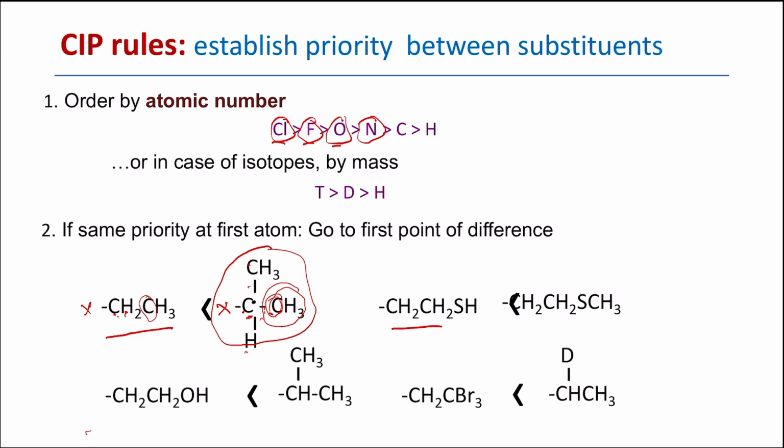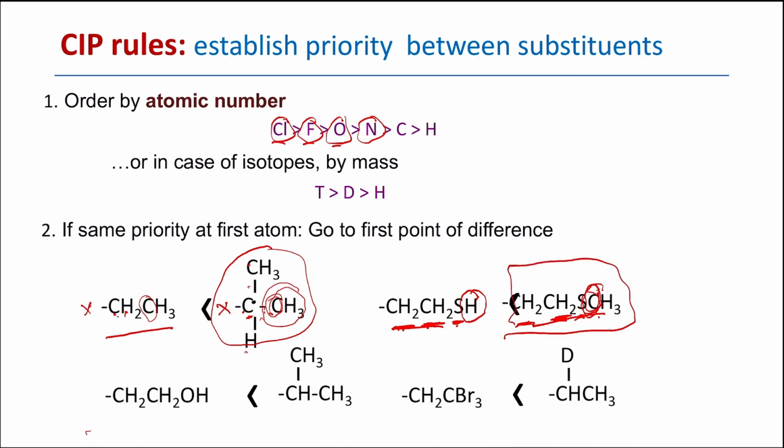So let's have a look at these two. This is CH2, CH2SH, and this is CH2, CH2SCH3. So the CH2 is exactly the same, and the second CH2 is exactly the same, and the S is exactly the same, but here the sulfur is attached to hydrogen, and here the sulfur is attached to a carbon. So this is the first point of difference, and this one will take the priority.